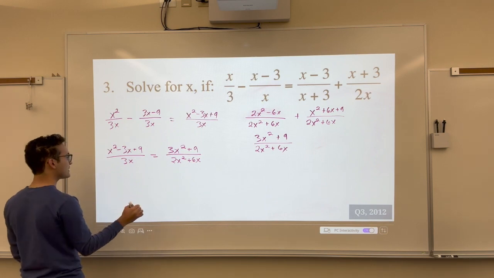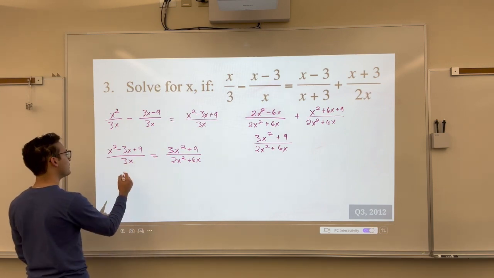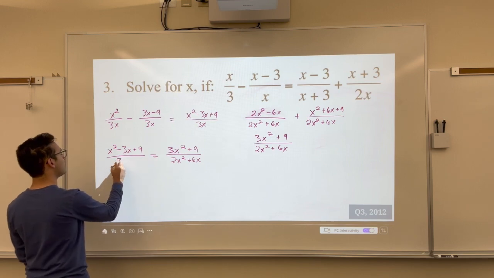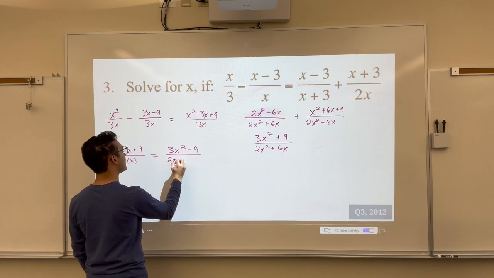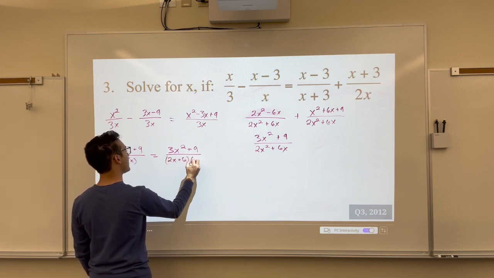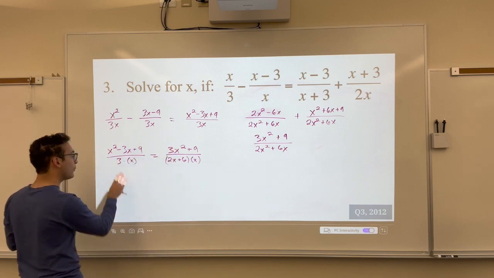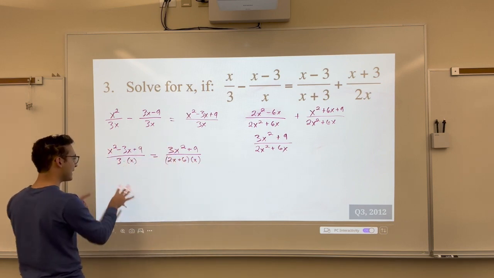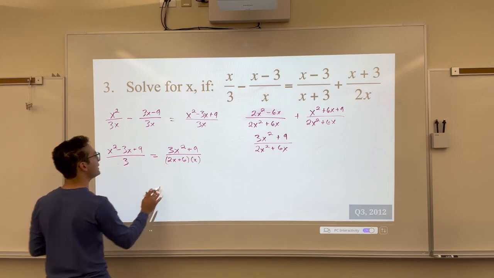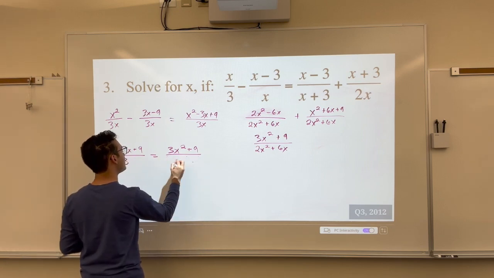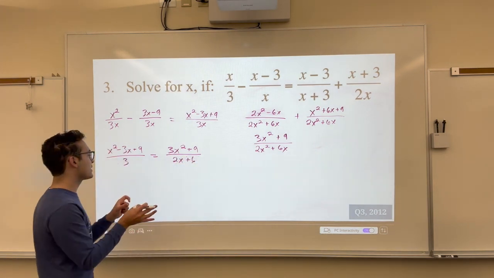Now, what you'll notice is that on the denominators, we could factor out an x from both of them. So technically, this is 3 times x, and this one is 2x plus 6 times x. And so if we multiply both sides by x, that would end up getting rid of that shared factor. So we can actually just get rid of that shared factor. So on bottom, this ends up just being 3, and on bottom, this just ends up being 2x plus 6. That makes our lives a lot easier when cross-multiplying.